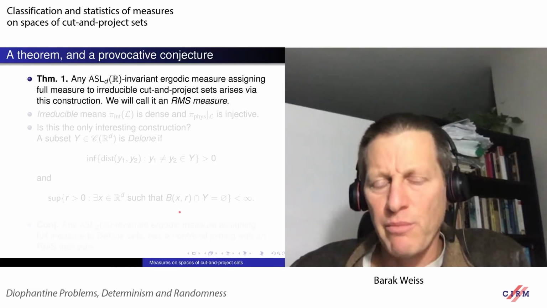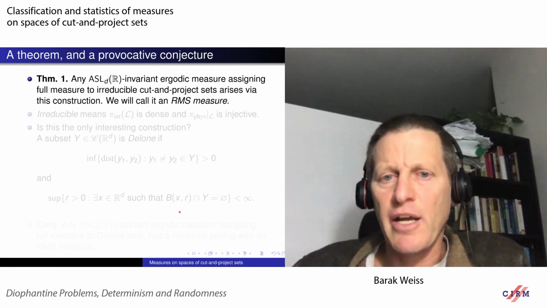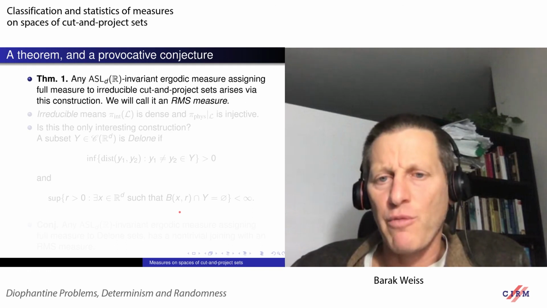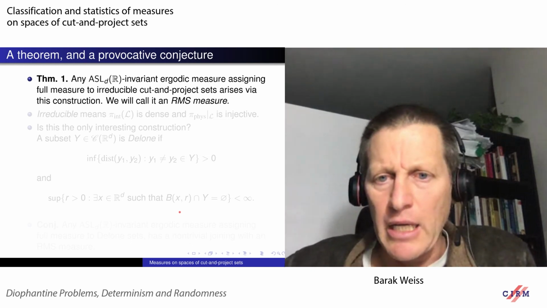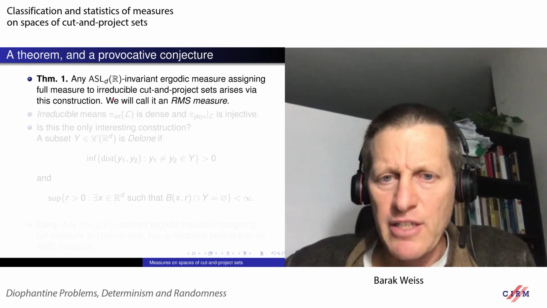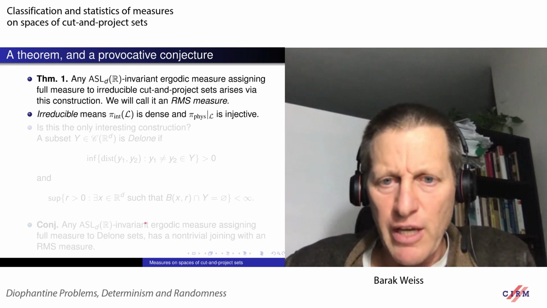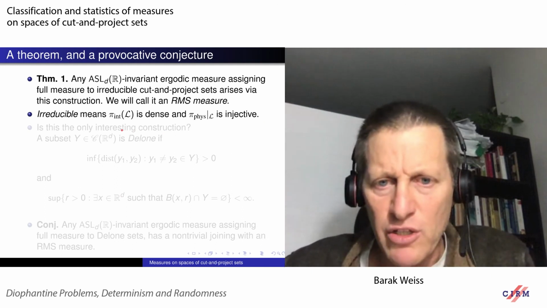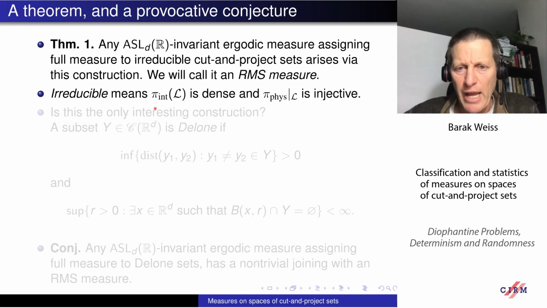There's no other way to put a measure which is affine invariant and ergodic, and with probability 1 produces a cut and project set. And there's a technical condition on the cut and project sets. They should be irreducible. Irreducibility, for the experts in the audience, is a standard assumption in the topic of cut and project constructions. So irreducibility means that for almost every L, the projection onto internal space is dense, and the projection onto physical space is injective when restricted to L. And so that's our first theorem.